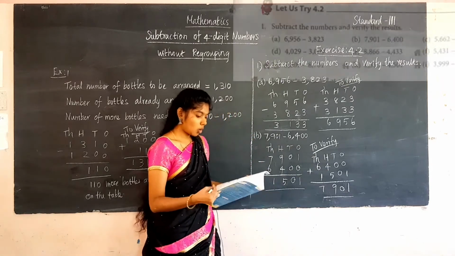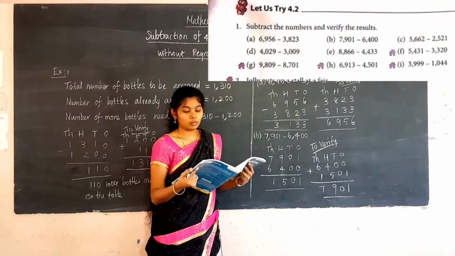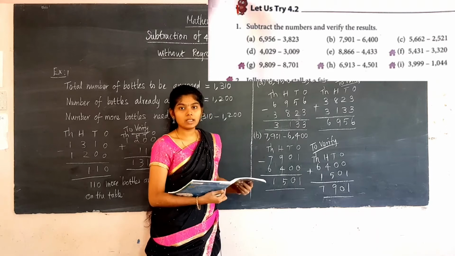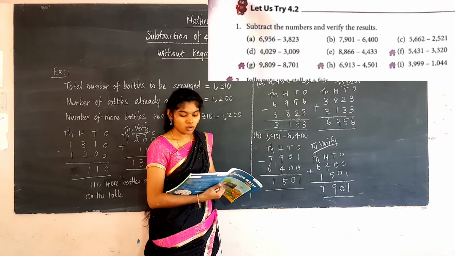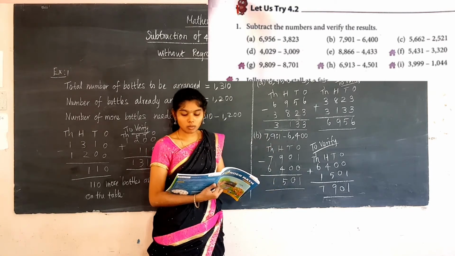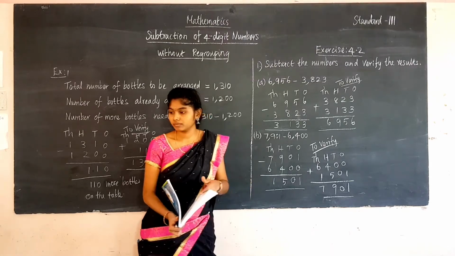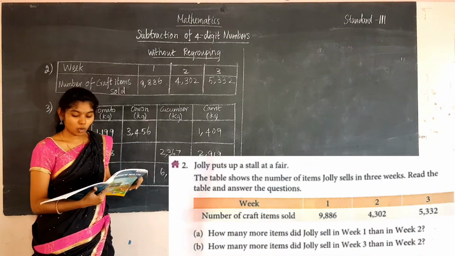So the remaining problems you are going to do as your homework. Everything is the same, the same procedure we are going to do. There are 6 problems, and you are going to do these 6 problems as your homework sums. Now we shall see the second problem.